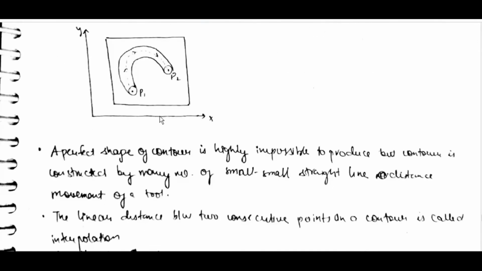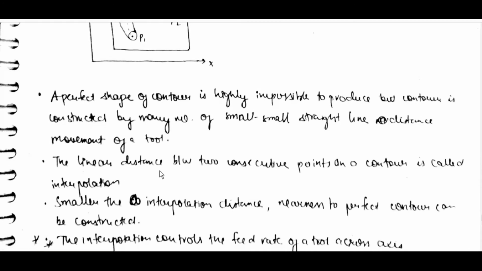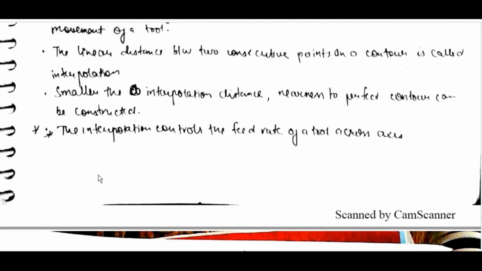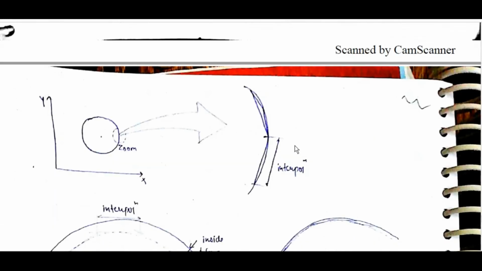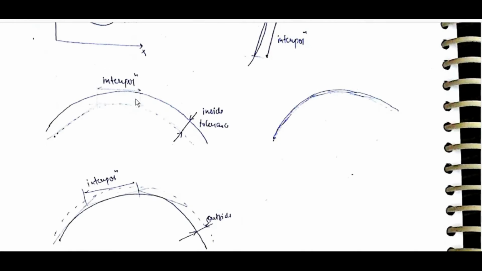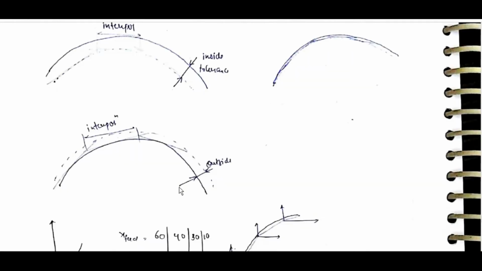Contour control system: a perfect shape of contour is practically impossible to produce. The contour is constructed by a large number of small straight line movements of the tool. The linear distance between two consecutive points on a contour is called interpolation. The smaller the interpolation distance, the nearer we get to a perfect contour. The interpolation controls the feed rate of the tool across the axes. Interpolation inside tolerance. Interpolation outside tolerance.